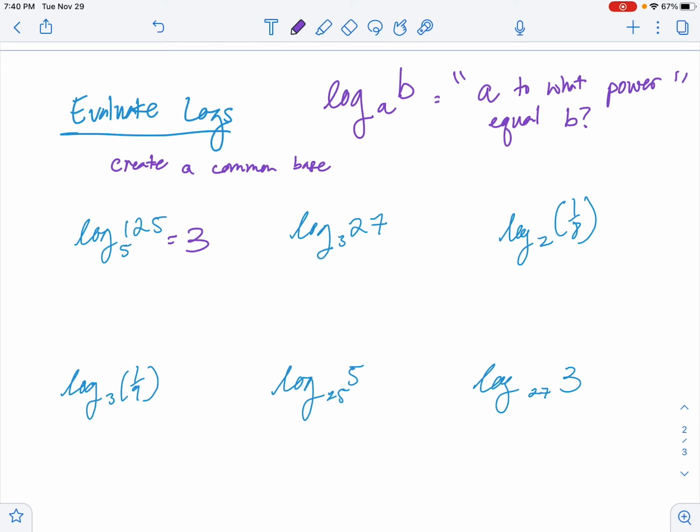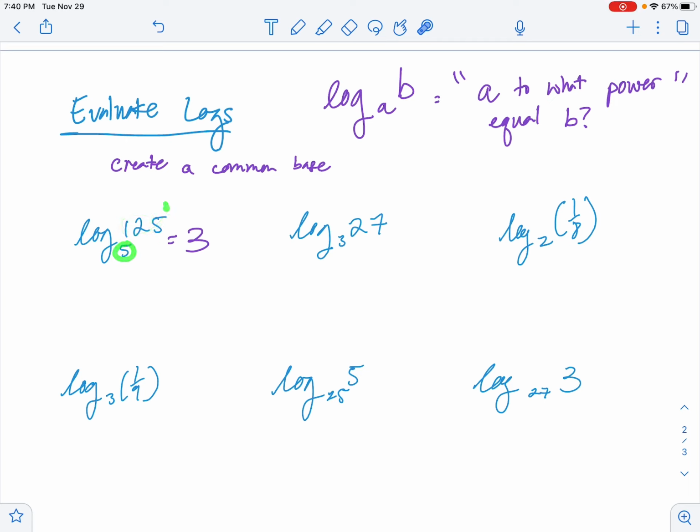In the previous video we talked about having a common base between exponentials and logs, and when we apply them to each other, they cancel each other out since they're inverses. So we're going to use that idea to help us cancel out this log, so we're just left with our answer. Right now, 125 and 5 are not the same base. This is 125 to the power of 1.